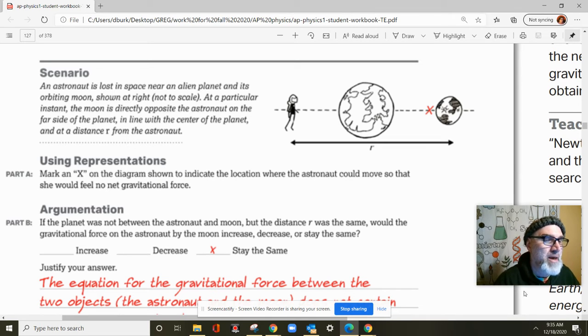So the X is here close to the moon, right? We would need to be in between. So if we were in between the planet and the moon, the moon would be pulling to the right and the planet would be pulling to the left. And at some spot in between them, their pulls would balance and cancel each other out. And that spot needs to be closer to the moon than to the Earth because the pull of the moon is less because it's a smaller planet.